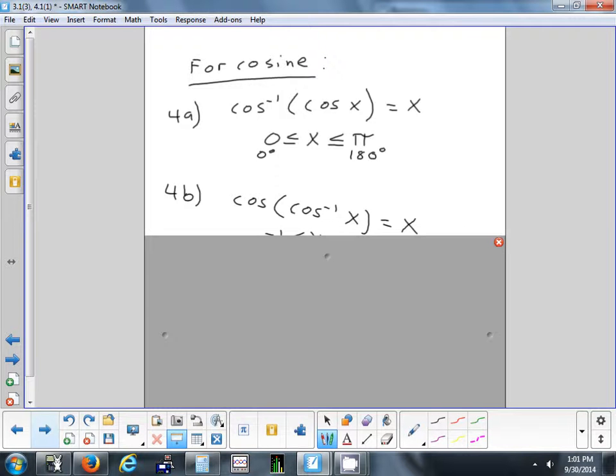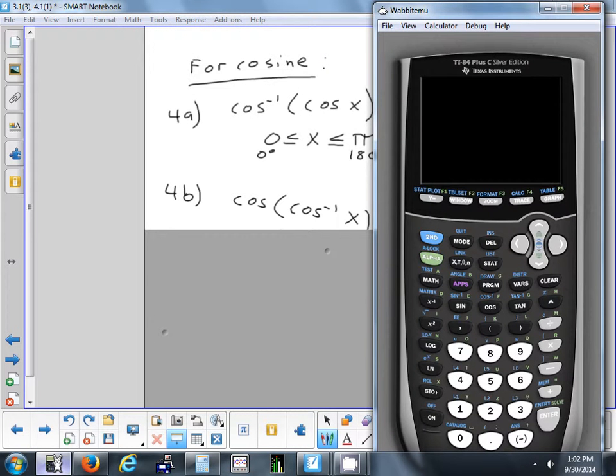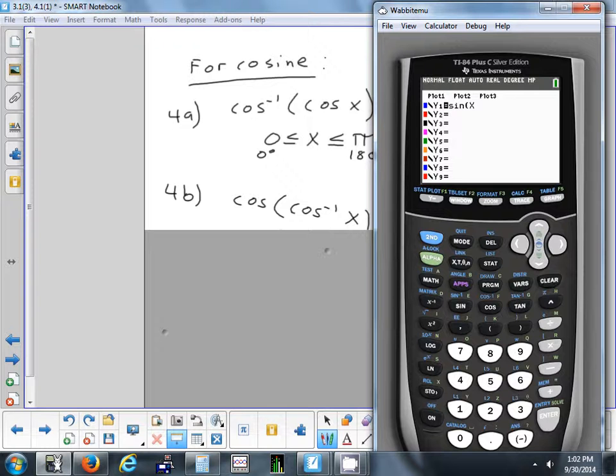And then formula for b. Very similar to formula 2b, except instead of sine, now we're using cosine. Cosine of inverse cosine of x, those two functions cancel each other out because they're inverse functions. The answer you get is what you start with. And this again has to do with how high and low the graph of cosine goes. So let's graph cosine and see if we can figure out how high and low it goes. I'll leave sine there just to compare it. So that's sine in blue. Cosine is going to come up in red.